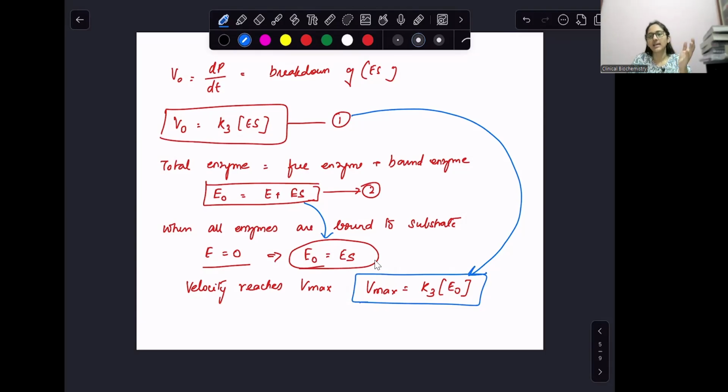So when all my enzymes are bound to the substrate, the enzymes are saturated. So the free enzymes are 0. Free enzyme concentration is 0. So my E is equal to 0. So E0 will be equal to ES in this case. So when free enzymes are equal to 0, then the reaction has achieved Vmax. So Vmax will be equal to K3 into E0. Is it fine? It's just rearranging the equation that you get this kind of an equation. So this becomes the third equation for us to remember.